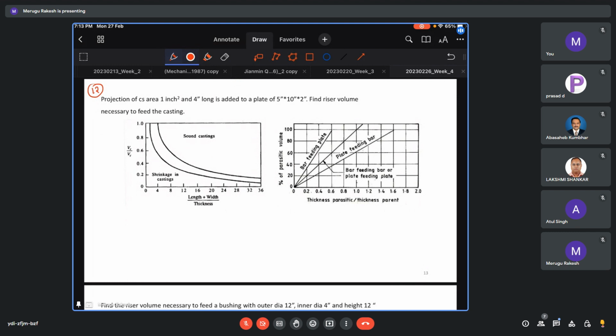This is the shape factor method, or we also call this the NRL method. Just this x value will change. Previously we took y as nothing but the volume of riser by volume of casting, but here the x-axis is length plus width by thickness. That's the only change: the freezing ratio is replaced by this shape factor value.